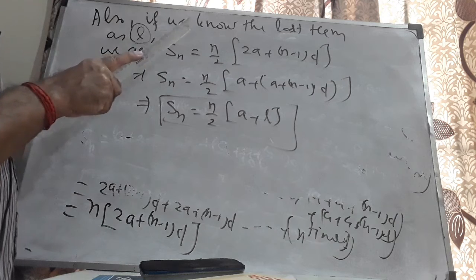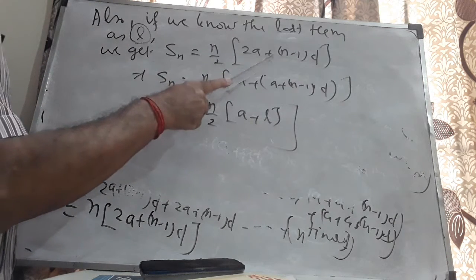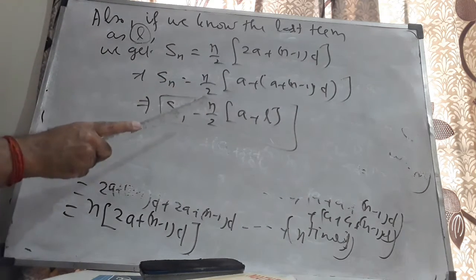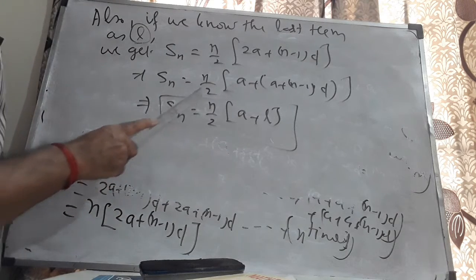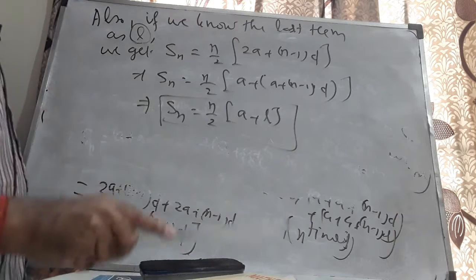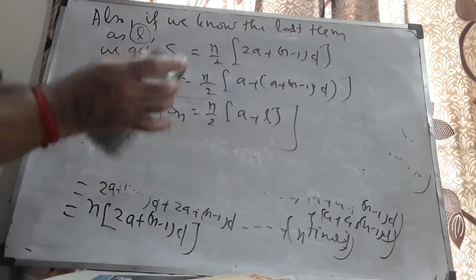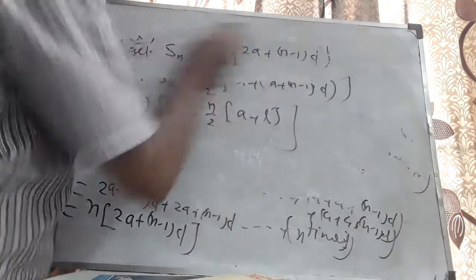If you don't know the last term, use this formula. If you know the value of the last term, use this formula. Either way, we should know the value of n. Number of terms you should know.